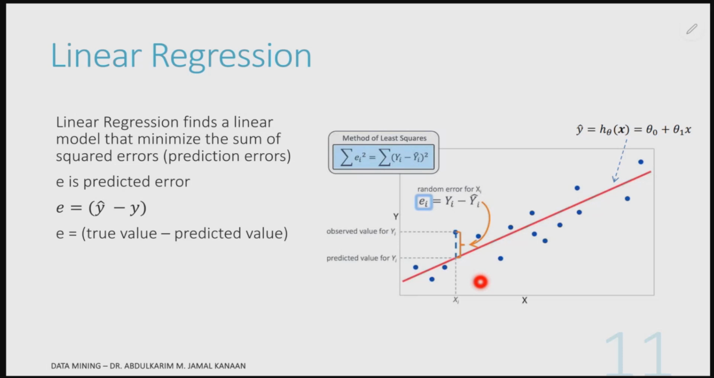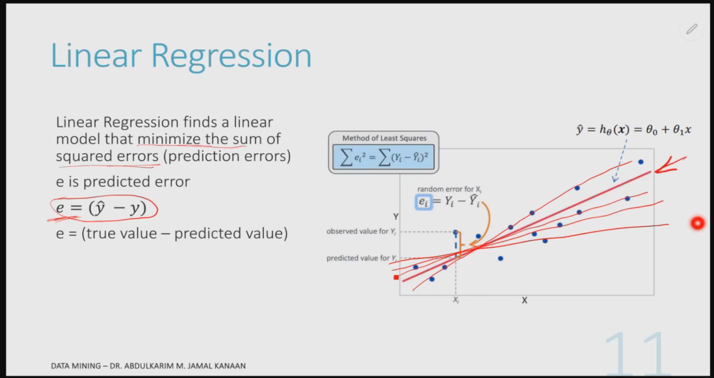Linear regression, again, is about finding a linear model that minimizes the sum of squared error. Remember the error, which is the difference between y hat and actual y? Because as we said, we may find many lines. Which line do we pick? The line that actually gives us the minimum error. Then we minimize the sum of the squared error. So in this case, it's going to be, let's say, this line.